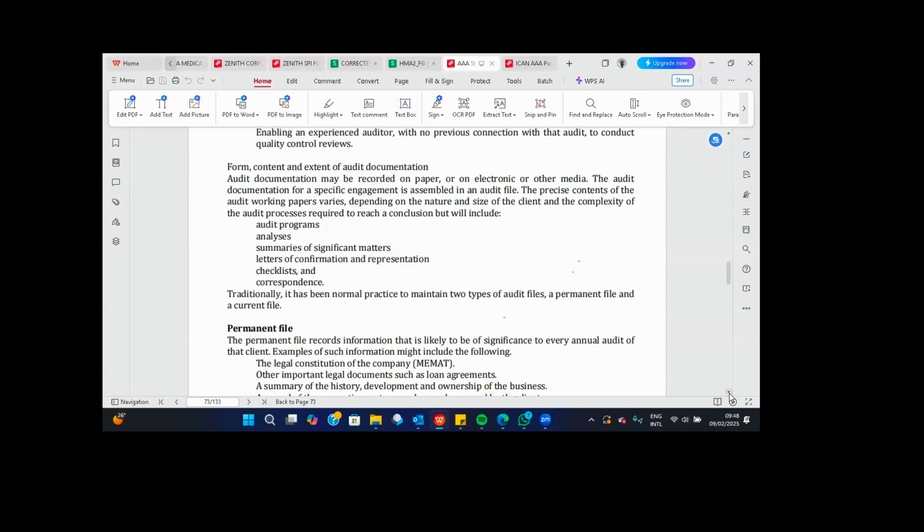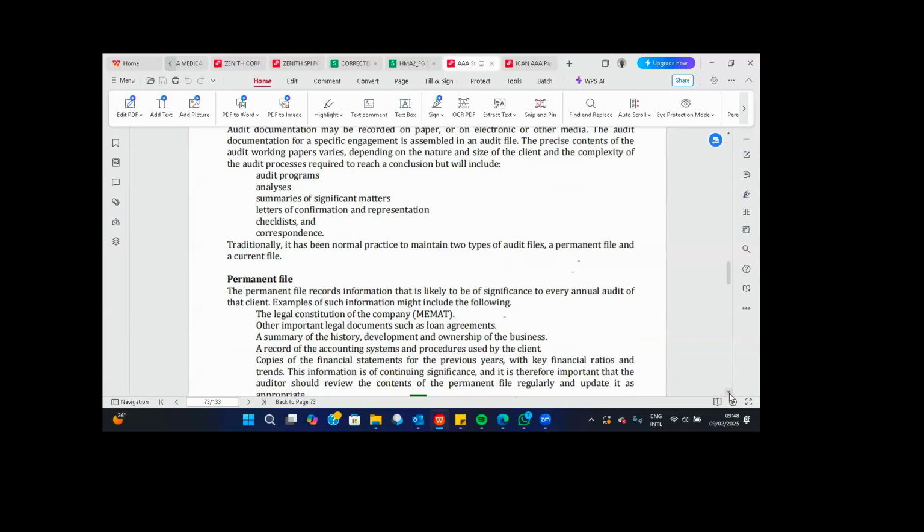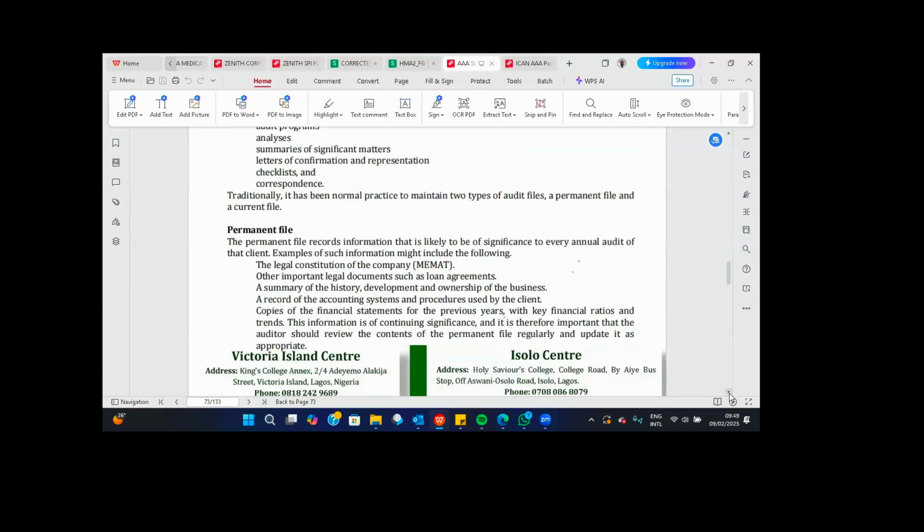So examples of information that are contained in the permanent audit file are the legal constitution of the company. What is the legal constitution of the company? The memoirs, that is memorandum of association and articles of association. Those are the constitution of the company. Two, other important legal documents such as loan agreements, past loan agreements. Three, a summary or history or development of the ownership of the business. That one cannot change also. It's what is there forever. Four, a record of accounting system and procedures used by the client. That one too cannot change every year. Okay. Five, copies of past or previous financial statements. It's also there. Okay.